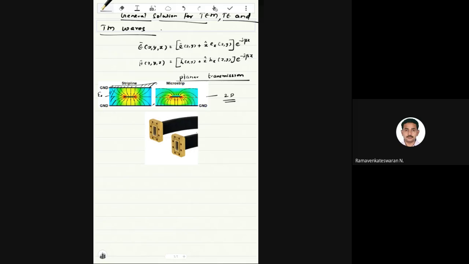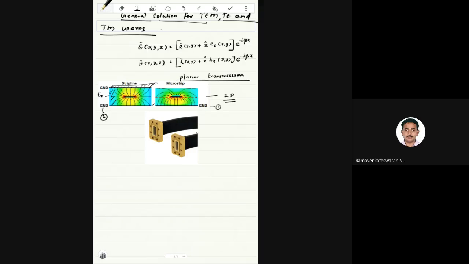Basically, the ground is on the top and bottom, and in between I have a medium, which is a dielectric material. I'll tell you the typical materials we use for that dielectric medium. When it comes to the microstrip, I have only one ground. Here two grounds are there, and typically the center conductor is retained as it is in both the strip line and the microstrip. It will be the same in both cases.